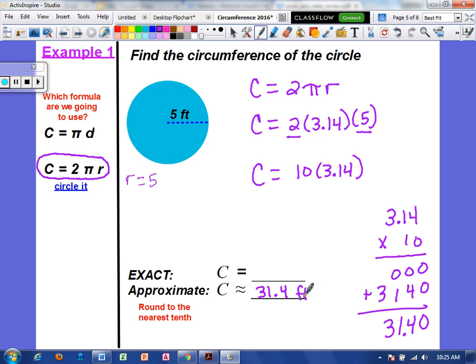31.4 feet. Now, the reason I wrote that on this line, it's approximate, because like I said before, with pi, 3.14 is rounded to the hundredths place. So that's just an approximate value of pi.